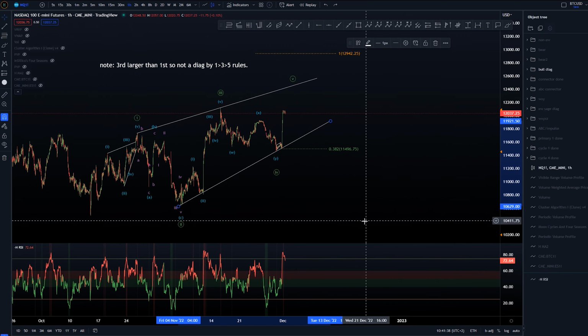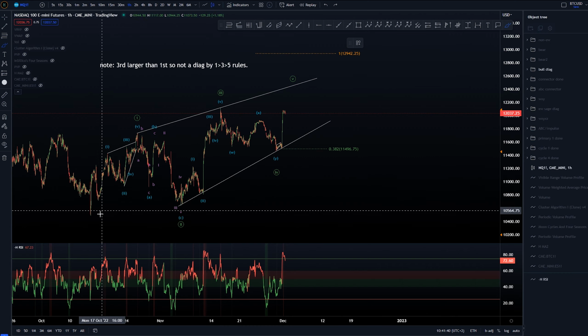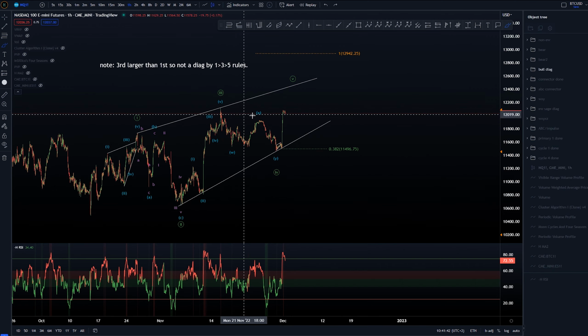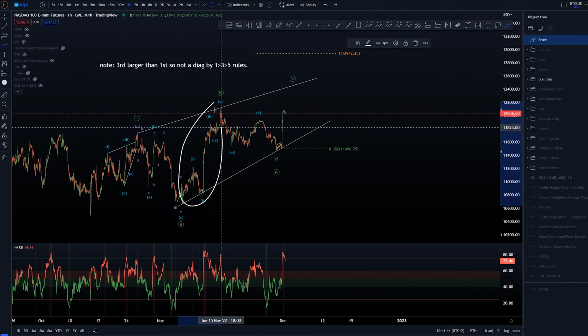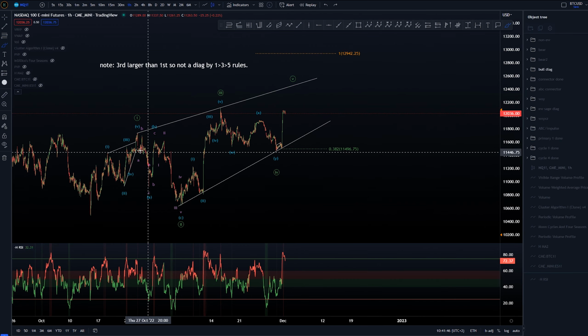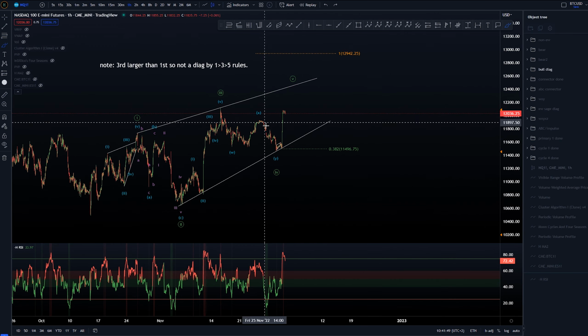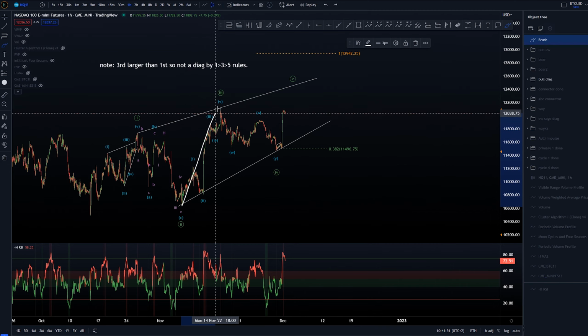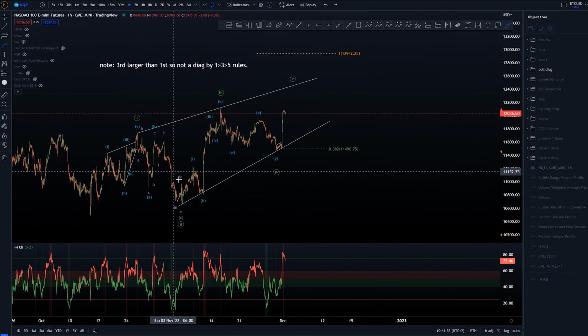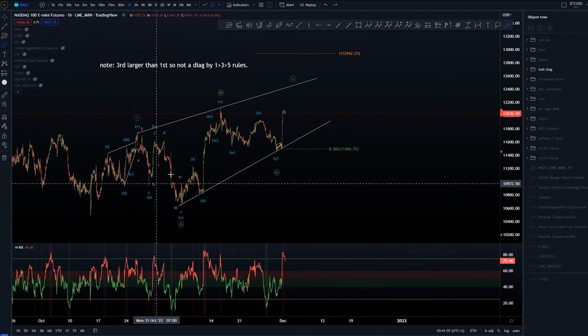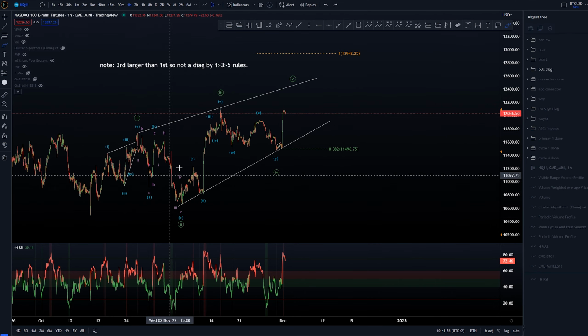Generally on diagonals, especially on contracting ones, wave 1 should be larger than wave 3 and wave 3 should be larger than wave 5. This would give us the natural contracting look. Here wave 3 is larger than wave 1, but due to the time between all of these wave structures, this is still looking like a contracting structure.